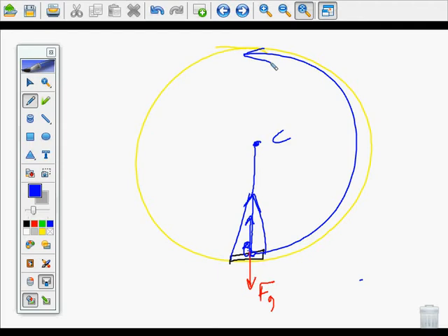If you look down between his legs and read the bathroom scale he's sitting on, what's going to happen to that bathroom scale reading at the top point? Much less. It's going to be much less. And whoa, I feel so light. So keep in mind that the normal force is equal to the apparent weight, which is always indicated by a bathroom scale.